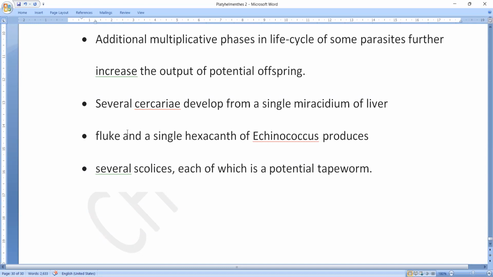Several cercaria develop from a single fluke, and a single hexacanth of Echinococcus produces several scolices, each of which is a potential tapeworm.